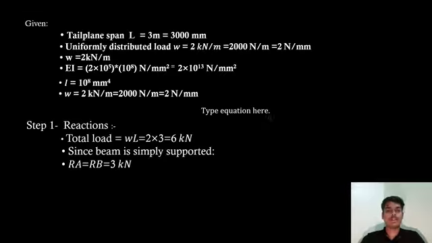Step 1, reactions at the ends. Total load WL is equal to 2 into 3, that is 6 kilonewton. Since the beam is simply supported, the reactions at both ends will be equal, which is WL by 2, which is 2 into 3, 6 divided by 2, equal to 3 kilonewton.